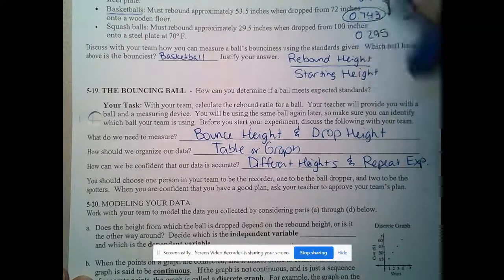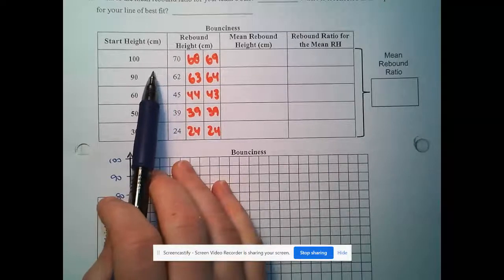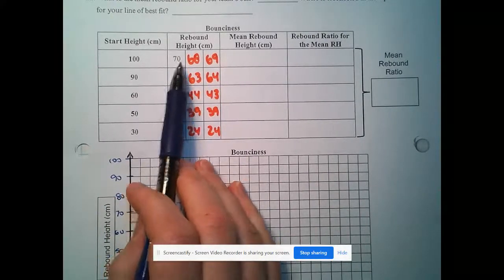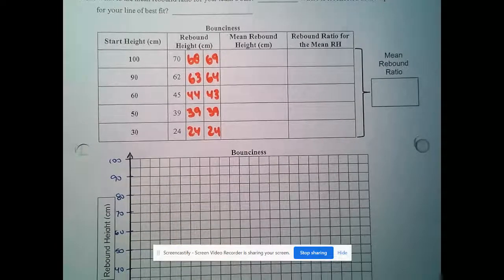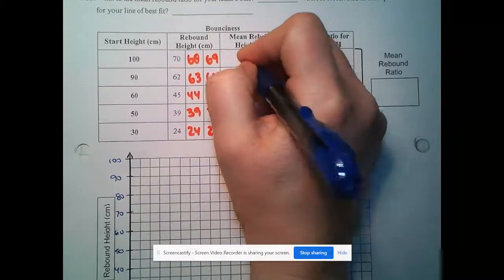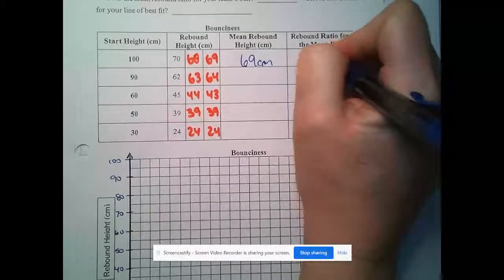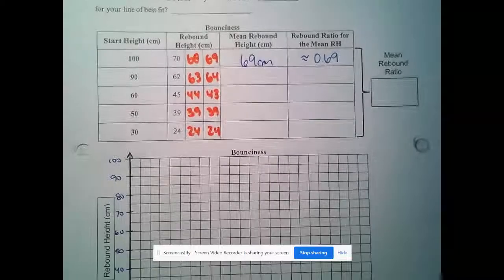So on the back side of your notes, what you're going to see is a place to collect your data. So let's say I have a ball that has a start height of 100 and I perform the experiment 3 times. I got a 70 for a rebound, a 68 for a rebound, and a 69 for a rebound. So the average rebound height would be 69 centimeters. And then I would say my rebound is approximately 0.69 because I did rebound height divided by starting height.